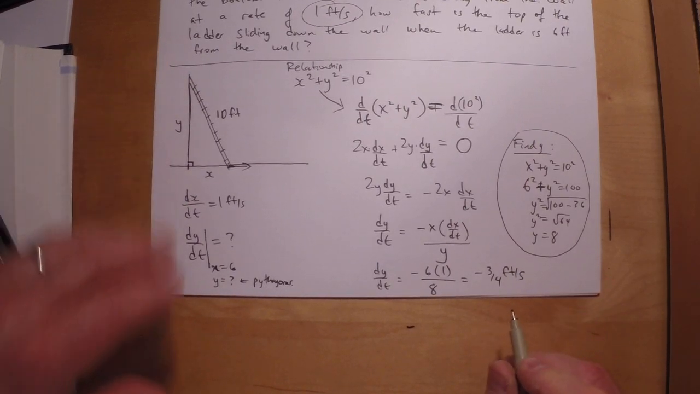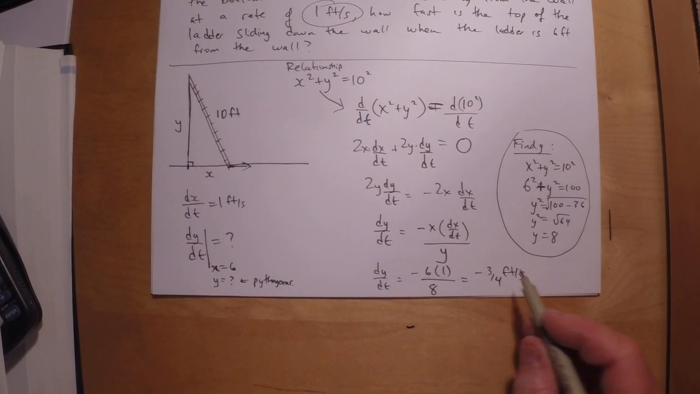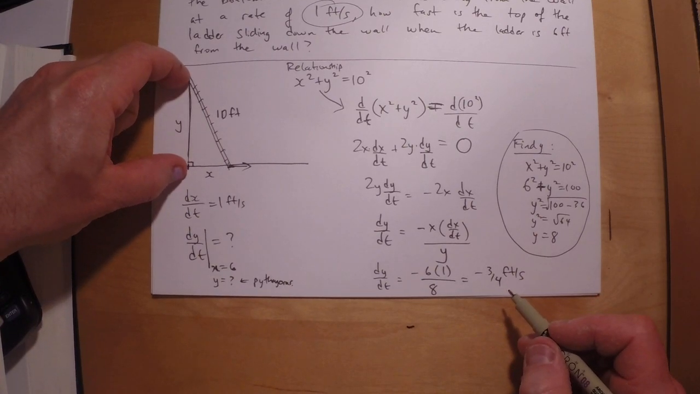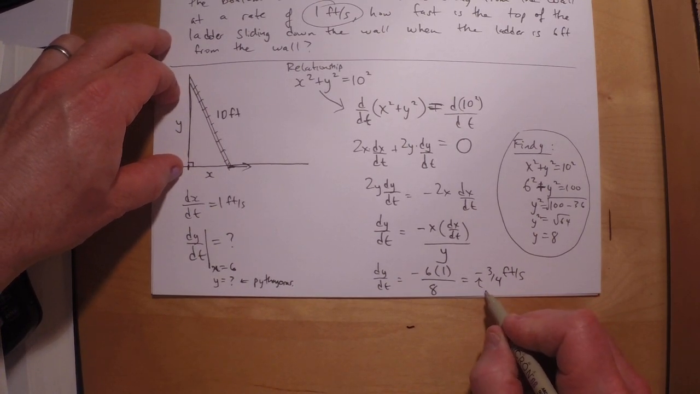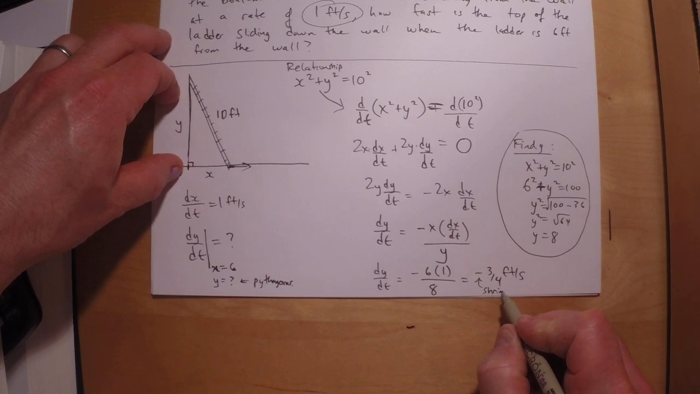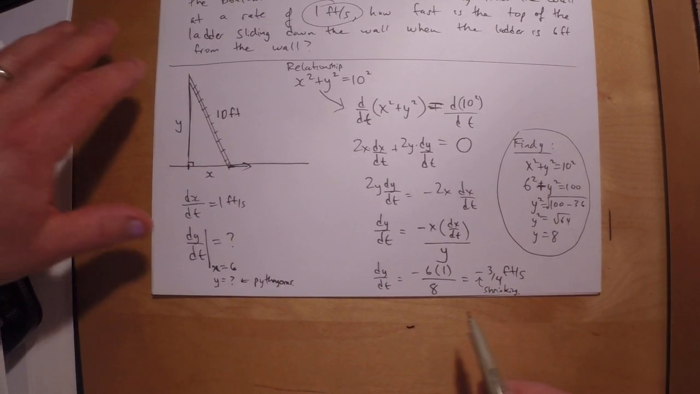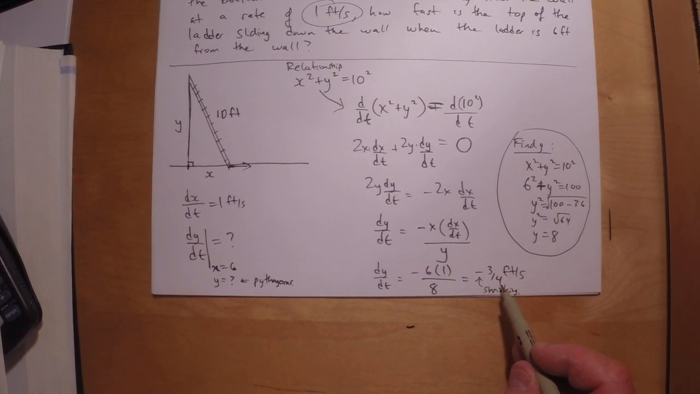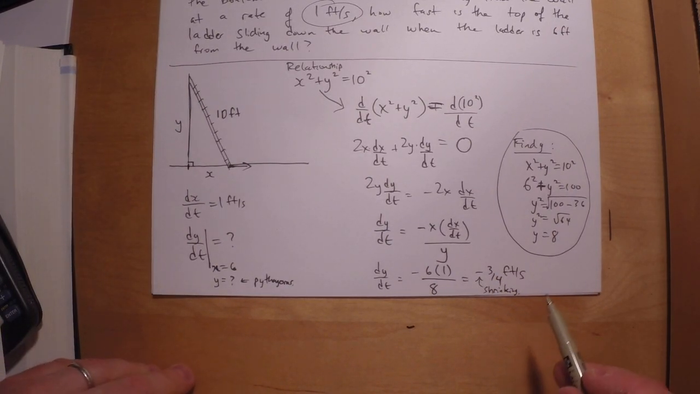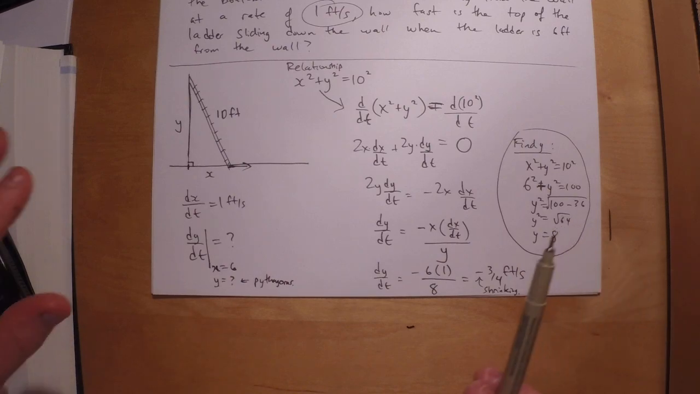Now the reason it's negative is because the y value is shrinking. And how quickly is the ladder sliding down? At 0.75 feet per second. So that is an example of a related rates question.